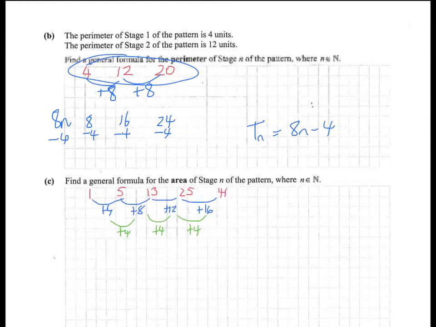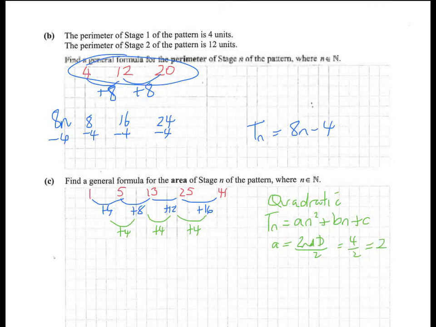And as we move on to part C, using what we've already worked out, if you look at the sequence for the areas of the patterns, 1, 5, 13, 25, 41, and we look at the first level and second level differences, we find a second level difference that is constant, so we know it's going to be quadratic. We know that it's going to be of the form an squared plus bn plus c. To work out the a, we take the second level difference and divide it by 2. So in this case, 4 divided by 2 is 2. So we know Tn is equal to 2n squared plus something n plus something.